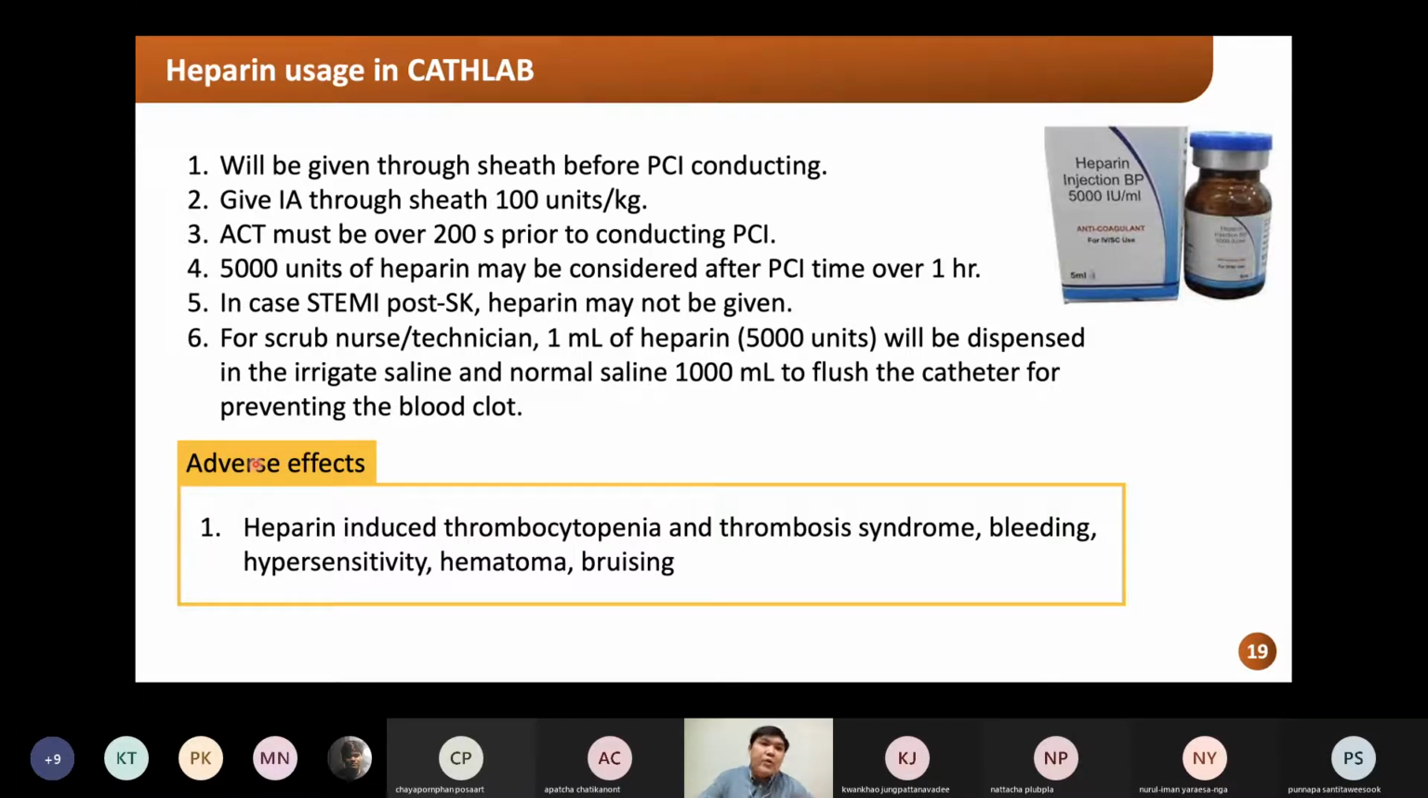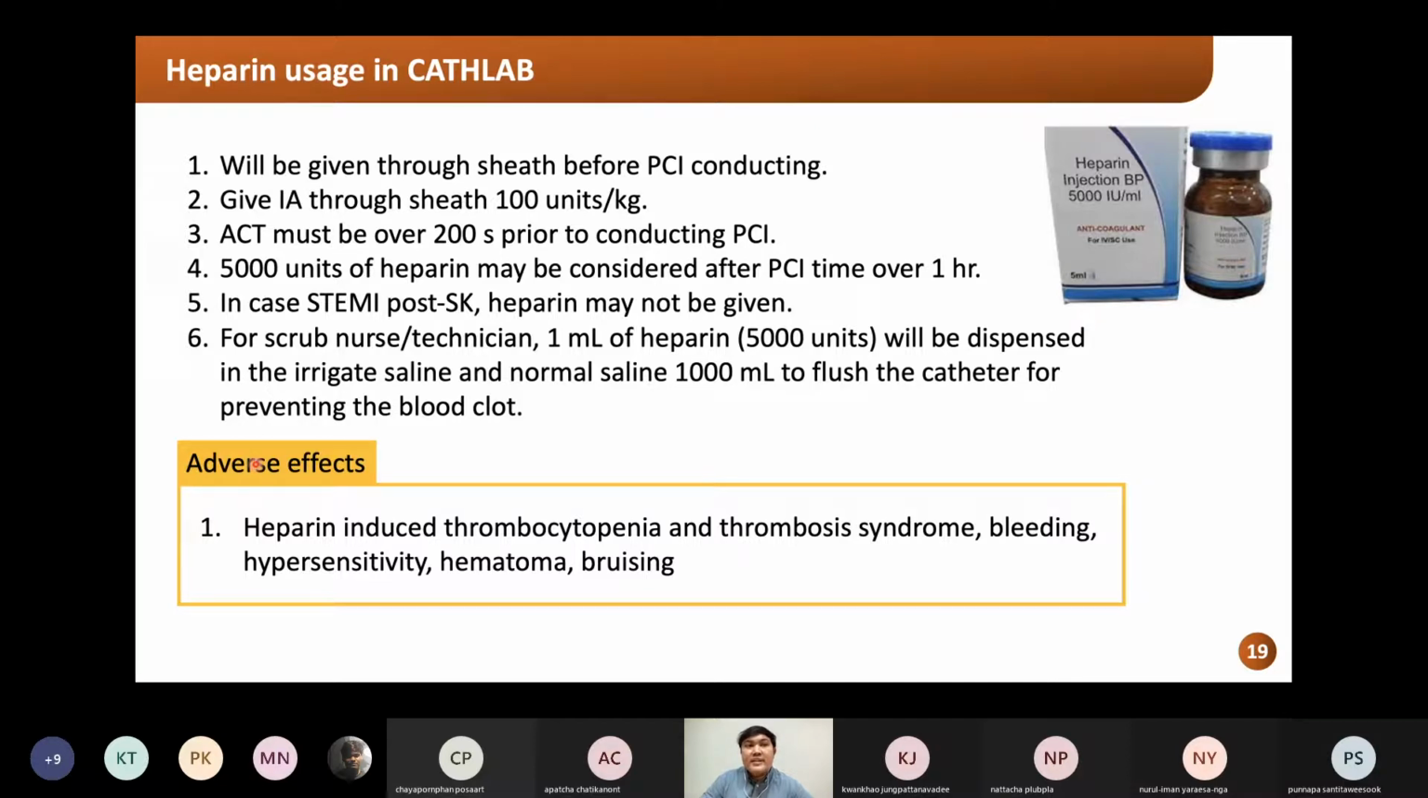In the cath lab, heparin will be given through the sheath before performing the PCI. And normally, we give the patient about 100 units per kilogram. So in case the weight of the patient is about 80 kilograms, the dose of heparin that we need to give is about 8,000 units, right?